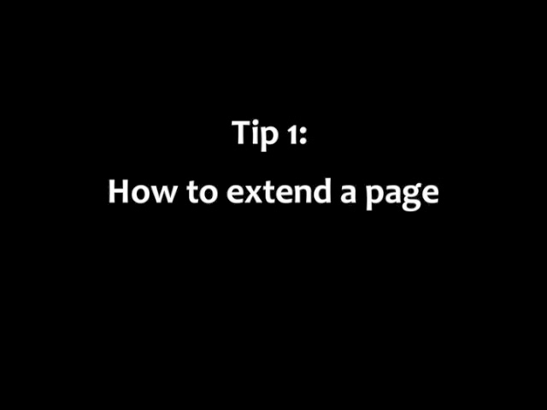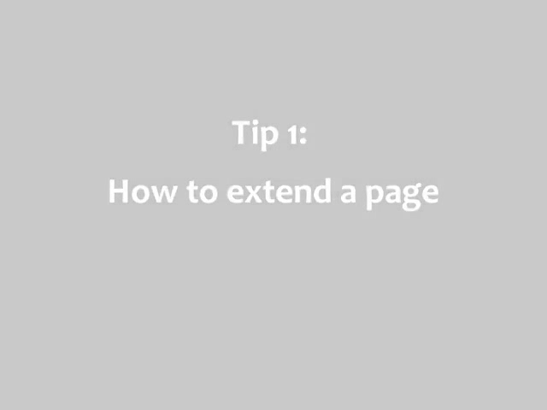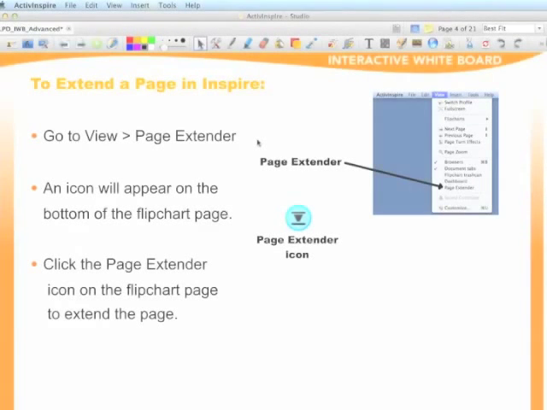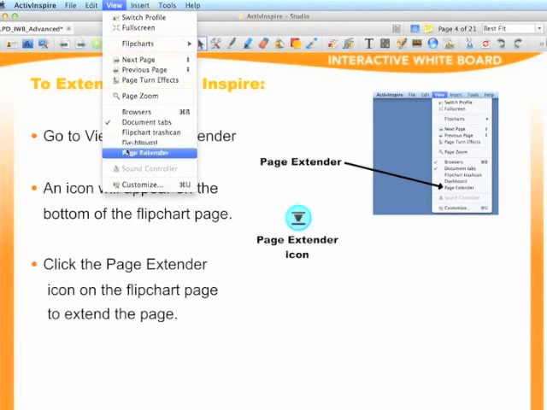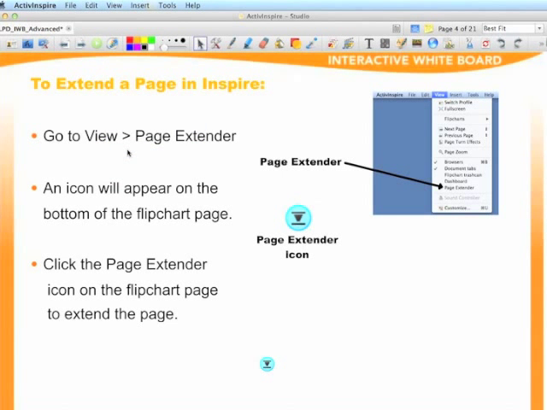Tip 1, how to extend a page. To extend a page in ActivInspire, go to View and select Page Extender. An icon will appear on the bottom of the flipchart page. Click the Page Extender icon on the flipchart page to extend the page.